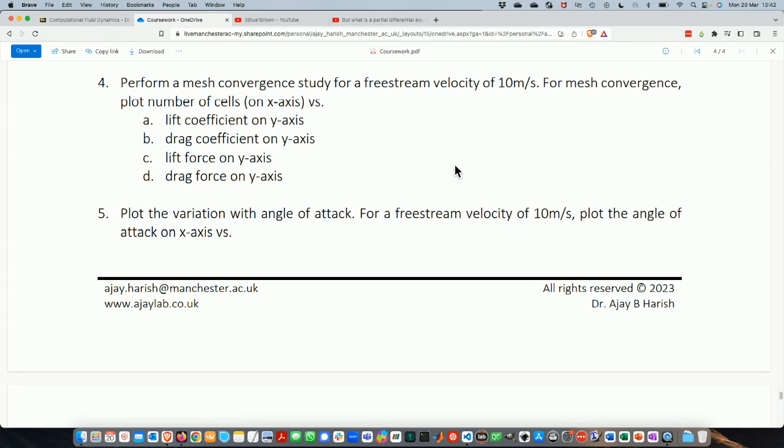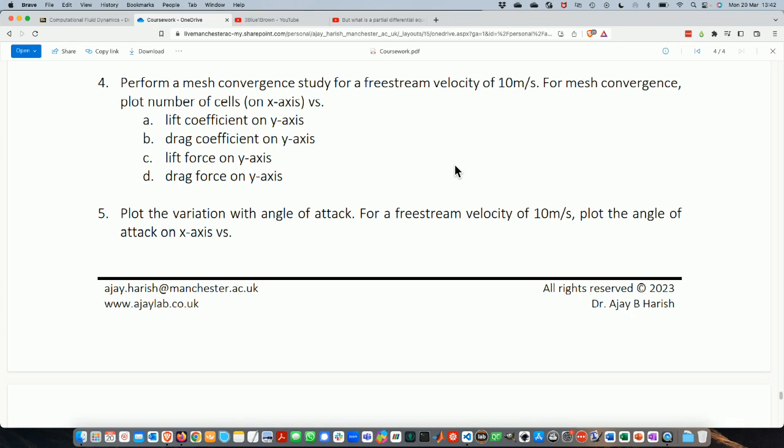Ideally, your number should come to some kind of horizontal line, either from the top or from the bottom. It need not be exactly a horizontal line, as long as the gradient is reasonably small. As long as you're near a point where you can say the results are not changing much. The whole idea of mesh convergence is: if I change the mesh, will my results change? Or can I accept this as an acceptable result?